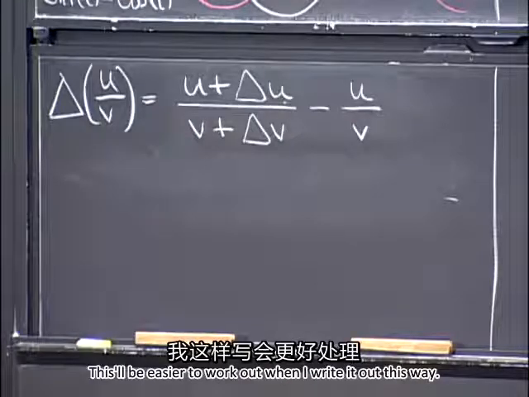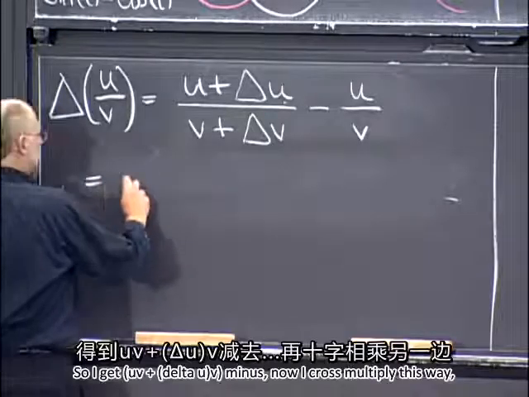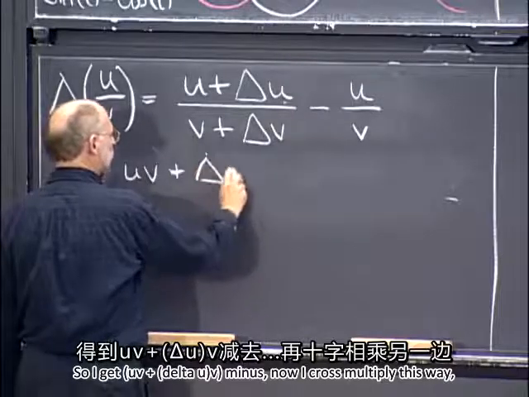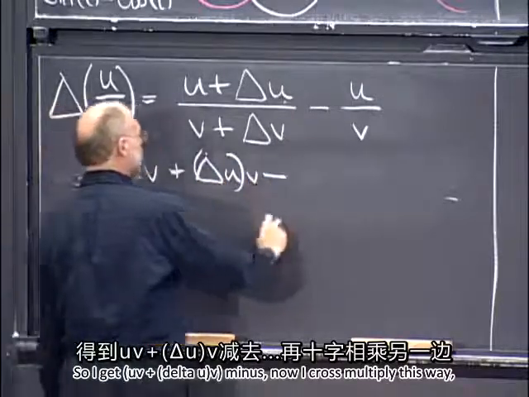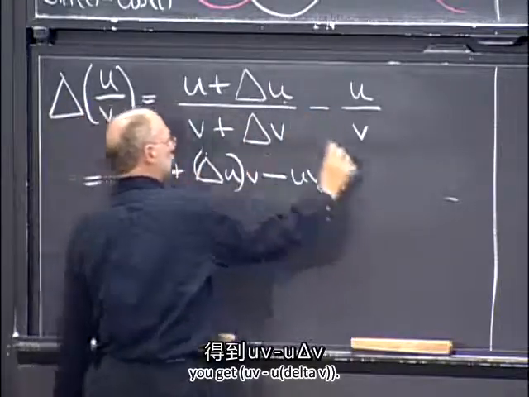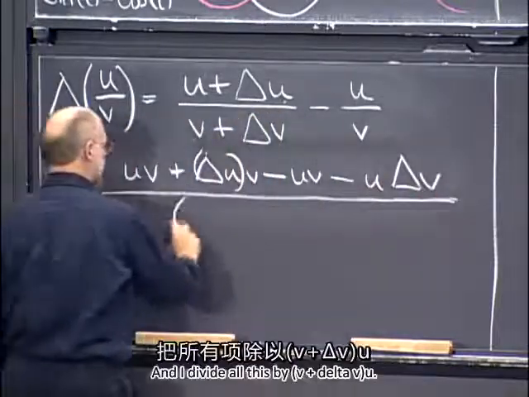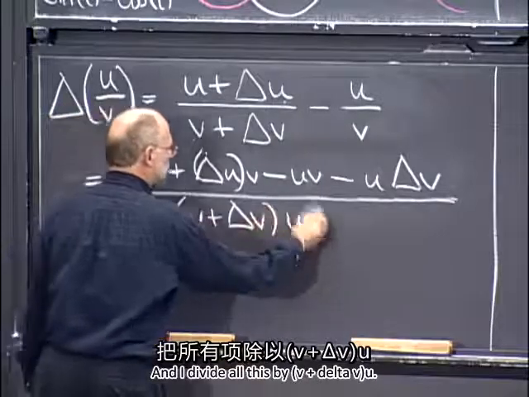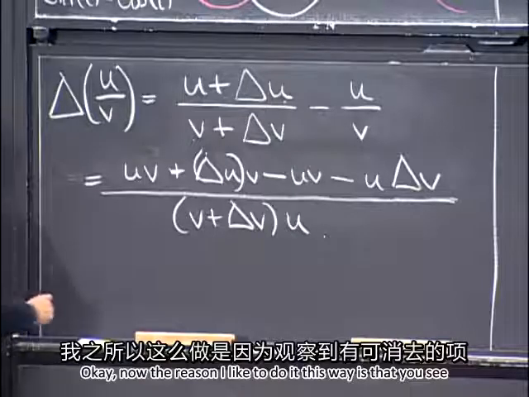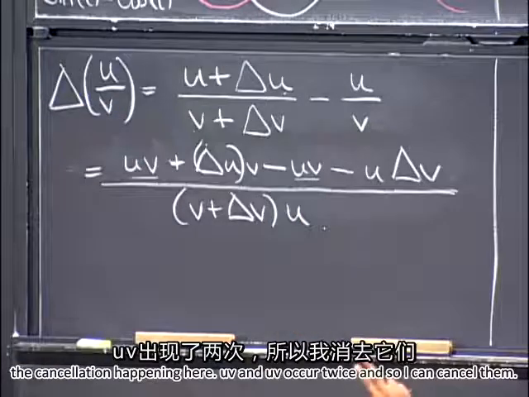This will be easier to work out when I write it this way. So now I will cross multiply, as I said. So I get UV plus delta U times V minus, now I'll cross multiply this way, UV minus U times delta V. And I divide all this by V plus delta V times V. Now the reason I like to do it this way is that you see the cancellation happening here. UV and UV occur twice, and so I can cancel them.